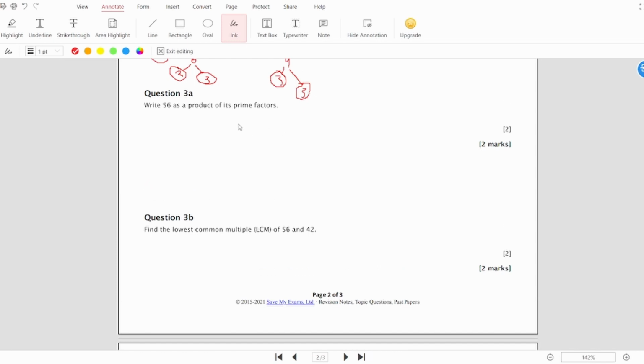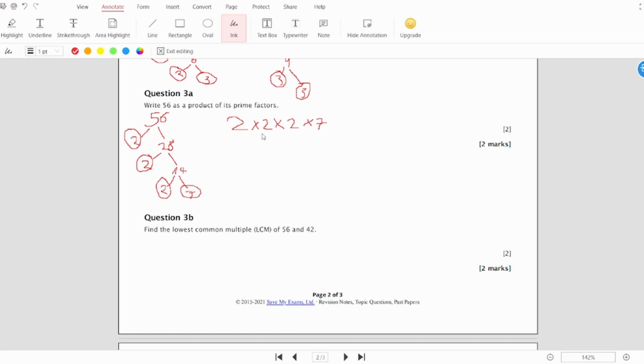Okay, question 3a. Write 56 as a product of its prime factors. You write down 56, you do the same. Prime, prime, prime, and prime. Now to write 56 as a product of its prime factors, you can write it down as 2 times 2 times 2 times 7, because 2, 2, a third 2, and then a 7.